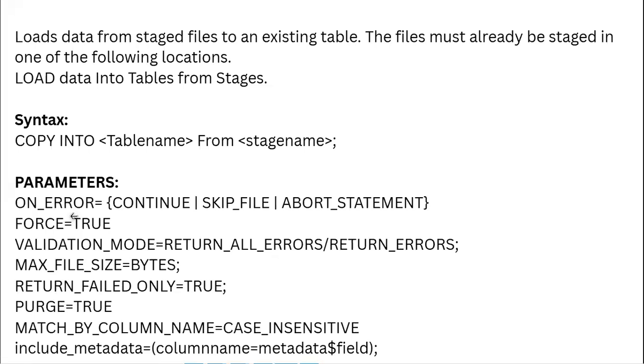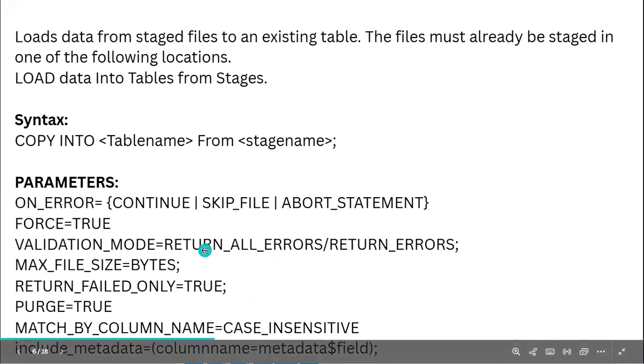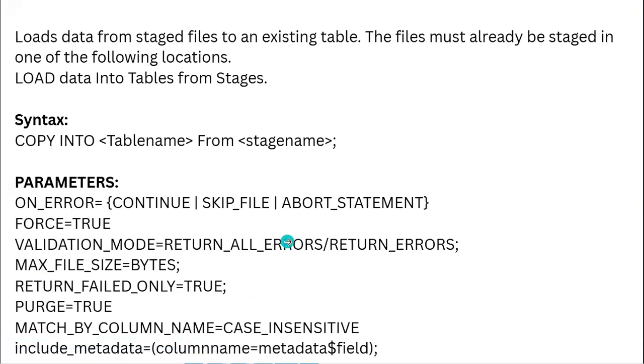Next, VALIDATION_MODE, return all errors. You are trying to load the file and you are getting some errors. Rather than fixing one error at a time, if I want to see all the errors, I use this validation mode, return all errors, which means it will return all the errors at a time rather than showing one error.